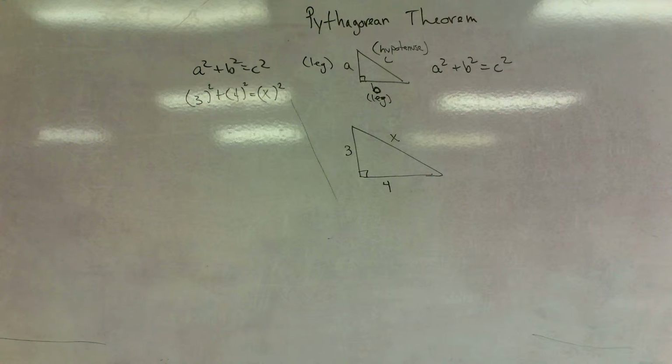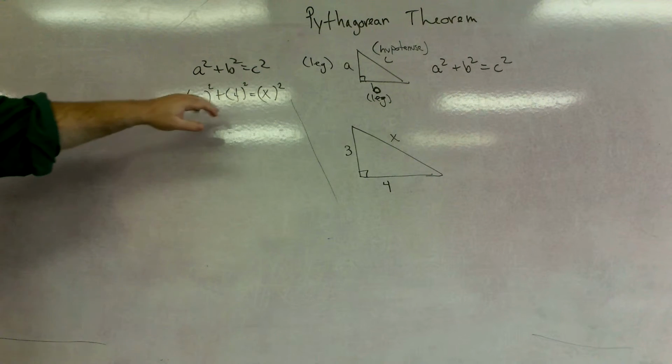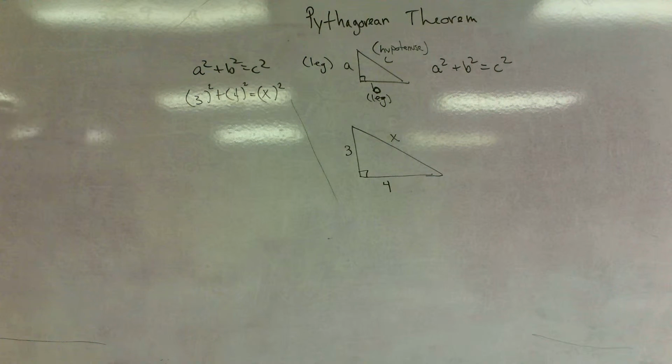Okay? It doesn't really matter which leg you put your number into. I could have put the 4 first and the 3 second, but you just need to put one leg squared plus another leg squared equals the hypotenuse squared. All right, so now how do we finish this? Well, we just do what it says.